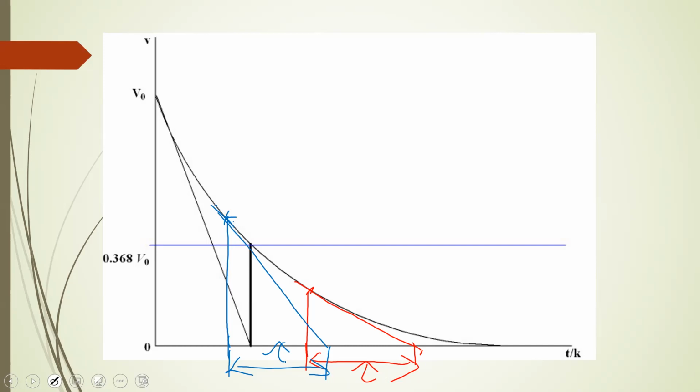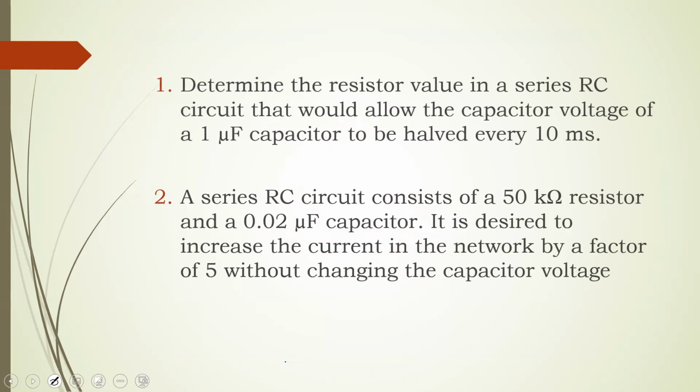All right, so just to wrap up today, here are the two questions. So, here is what we have now. Determine the resistor value in a series RC circuit that would allow the capacitor voltage of a 1 microfarad capacitor to be halved every 10 milliseconds. Any suggestions?